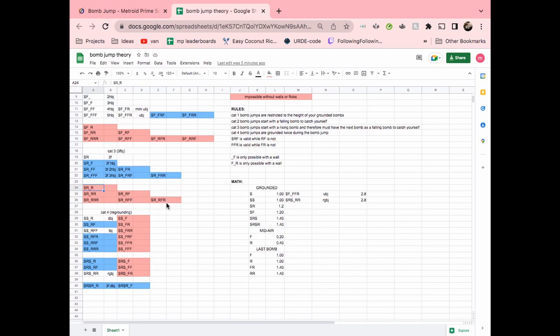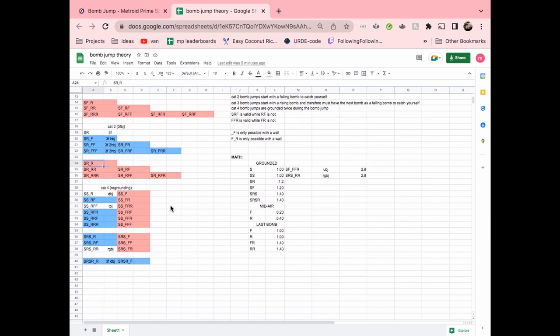This would be essentially the last 2 bombs of a UBJ, somewhere in there. These bomb jumps you won't see without boost ball or wall. You could maybe pinpoint some of these bomb jumps in some of my videos somewhere, but I've never looked. They're very situational. Category 4 bomb jumps. So these bomb jumps are bomb jumps that are regrounding. So what does that mean?